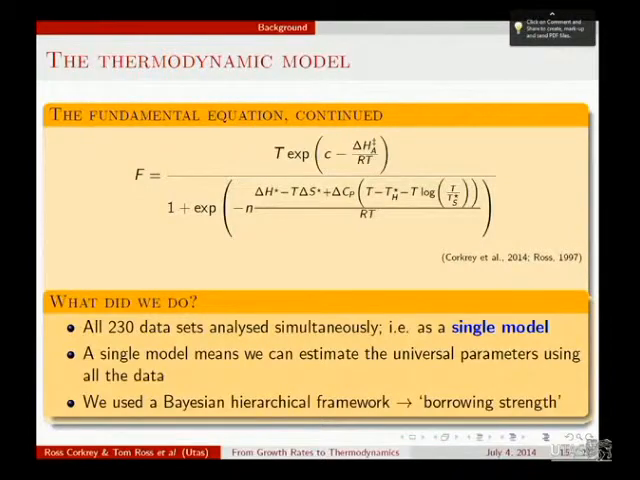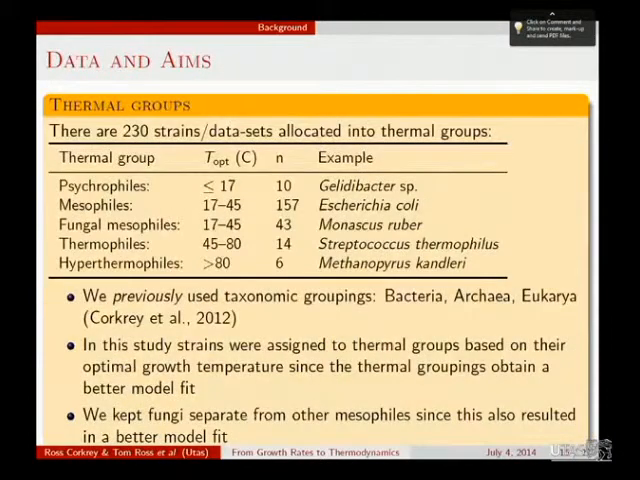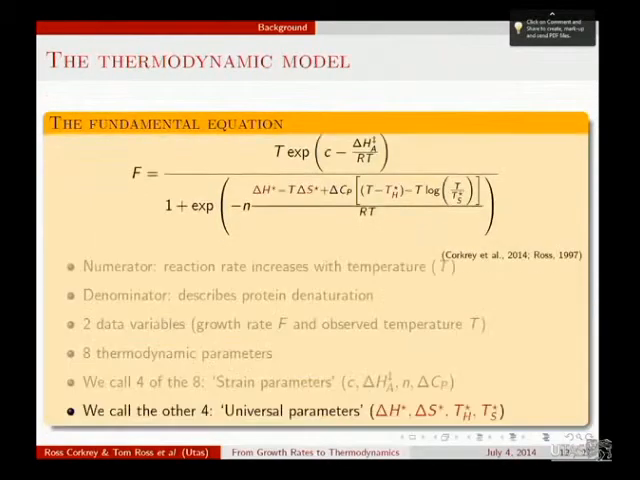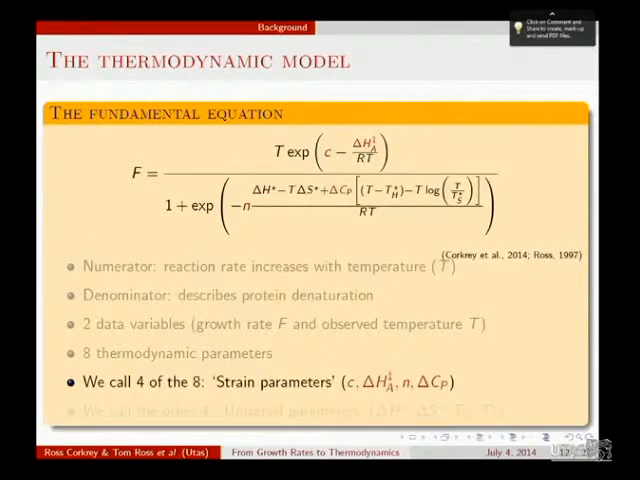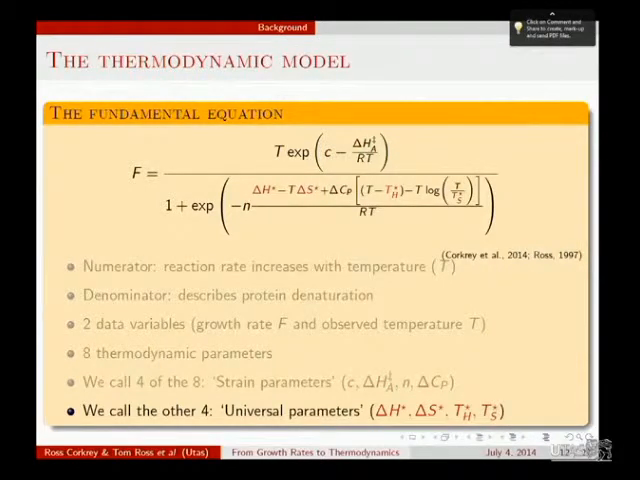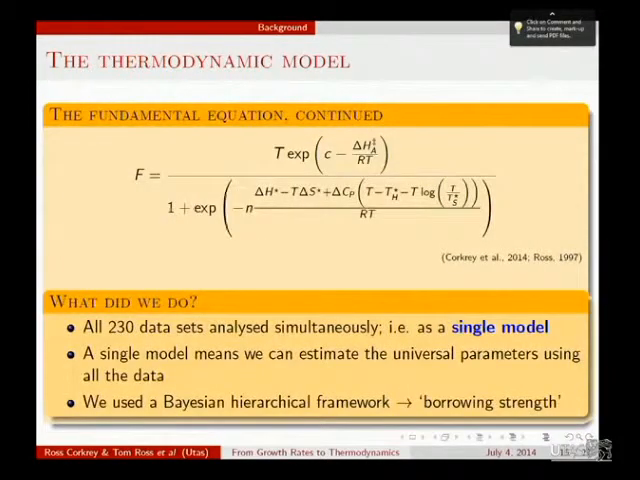I'll just go back a slide. These ones here were called the strain parameters. So they could vary per strain. So if you've got 35 or 90 or however many data sets or species or strains or whatever you want to call them, each of them had their own unique value of these 4 parameters. But they all share the same values of the universal parameters, which is why we're calling them universal. Now that's something you couldn't do without using a Bayesian hierarchical framework, so that's an advance in itself.